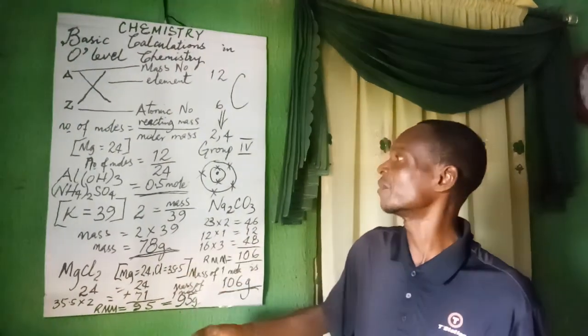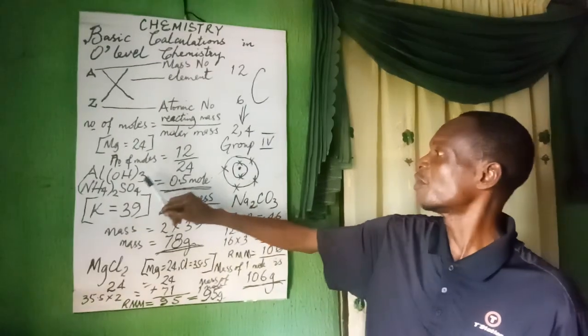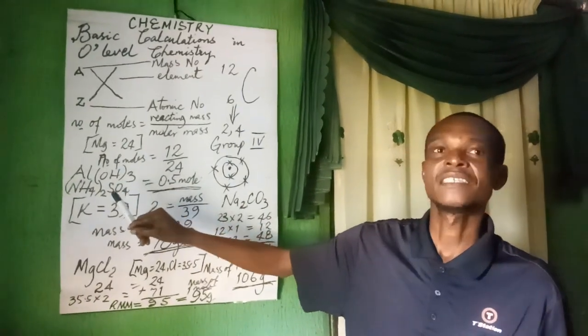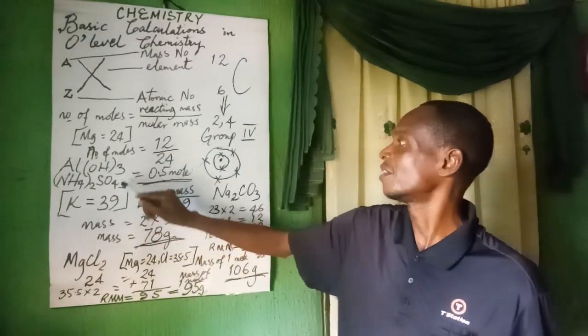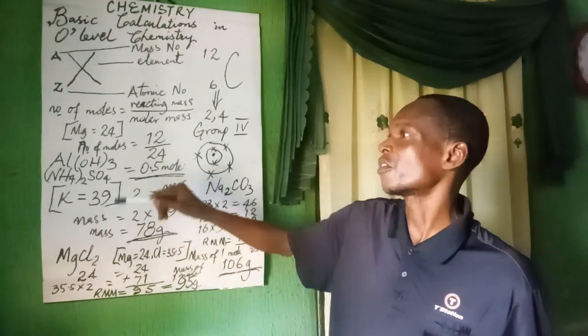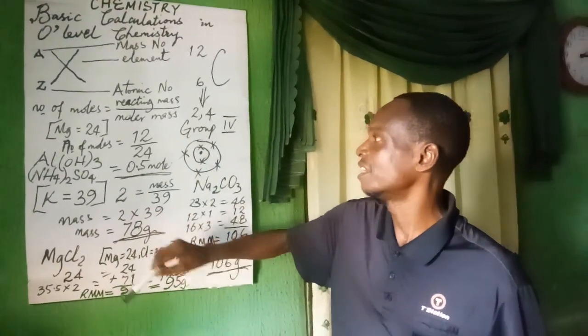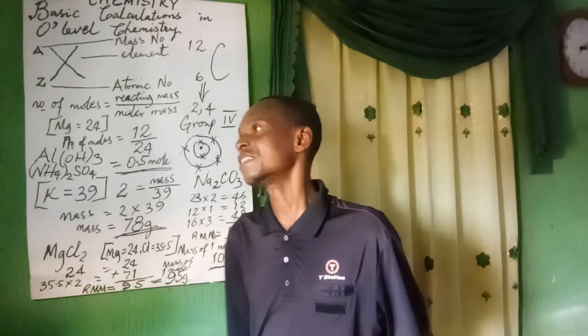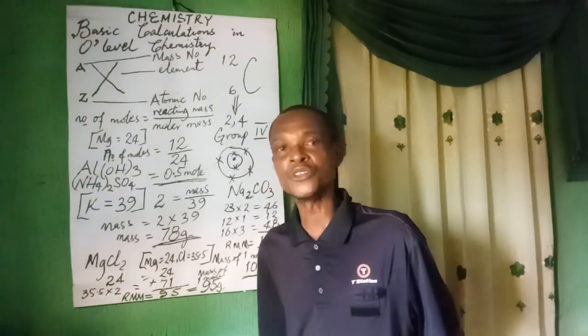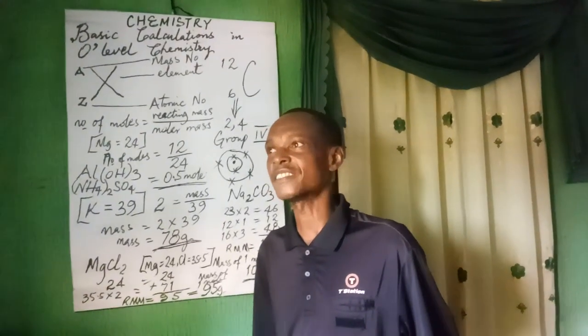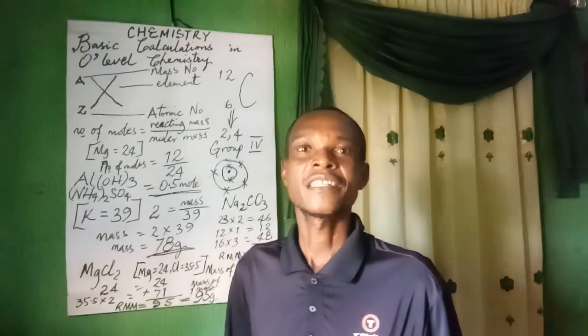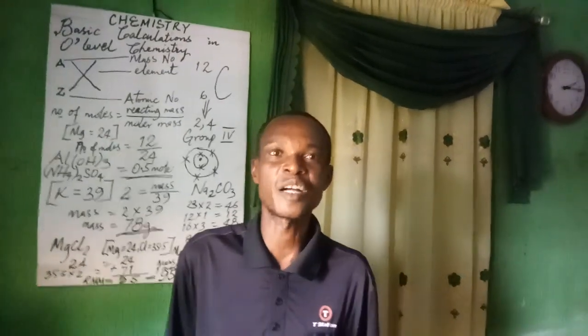But the assignment now: calculate the relative molecular masses and then molar masses of these compounds. The first is aluminum hydroxide and the second is ammonium tetroxosulfate 6. That is where we'll call it a wrap for today.